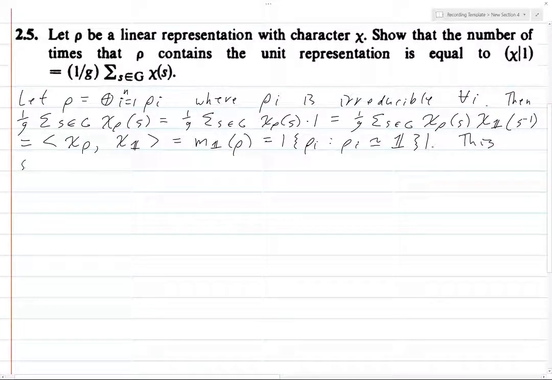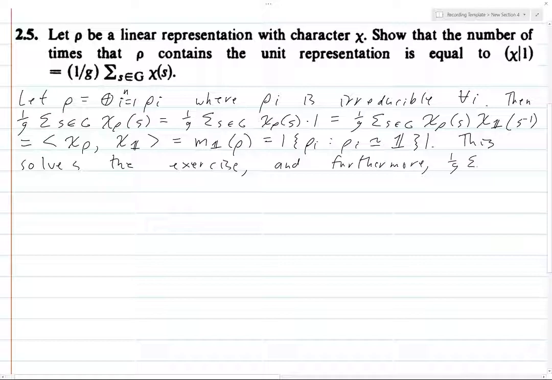This solves the exercise, but there's more, and I might as well include it. We had to prove this more in class, but it's easy and it uses stuff from previously in this chapter. Furthermore, 1 over G sum over s in G chi rho of s equals 1 over G the sum over all s in G.